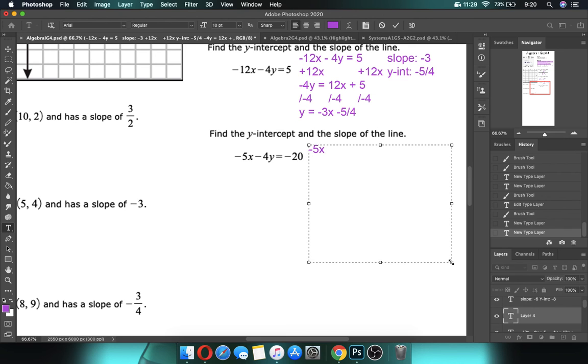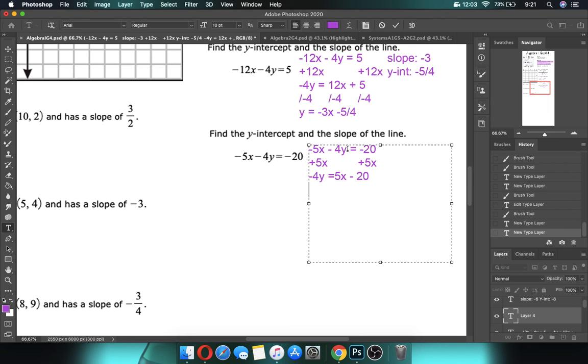Negative 5x minus 4y equals negative 20. Let's see here. So the first thing we want to do, again, it's the y that we're trying to isolate, right? So we need to move everything else. The first thing we're going to move is our 5x. Take our 5x, add it to one side, add it to the other. What are we left with? Negative 4y again. We have the 5x and the 20. All right, so far so good.